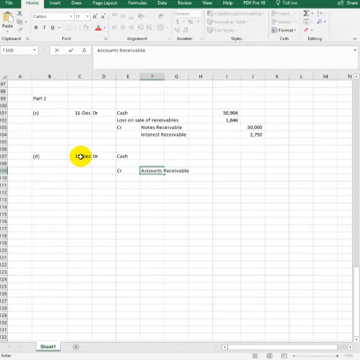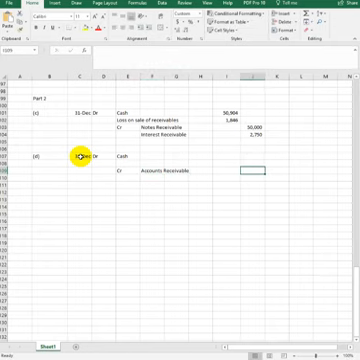Okay, let's read the description exactly. It says Logo factors some accounts receivable at the end of the year. Accounts totaling $40,000 are transferred to Primary Factors Inc. with recourse. So the accounts receivable goes down by $40,000. It says with recourse, so that means that if they don't pay, then Logo is going to have to come up with scratch. And so it tells us that the fair value of the recourse obligation is $4,000.